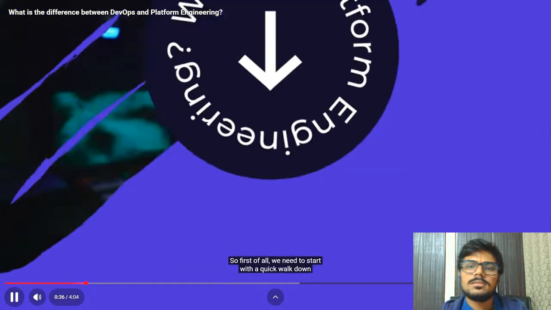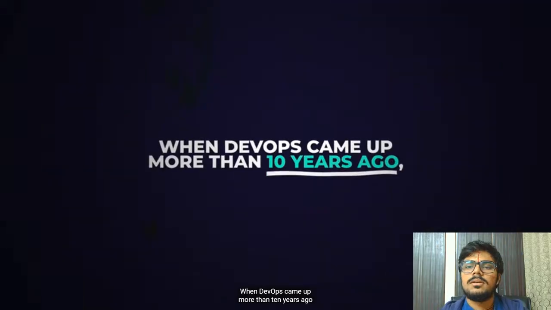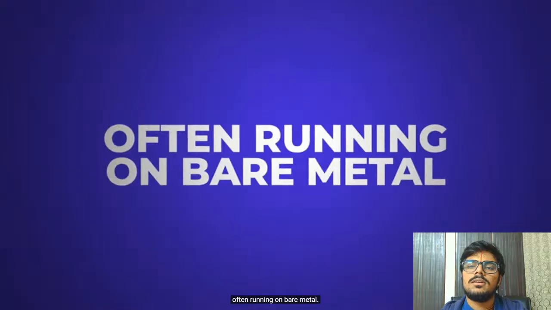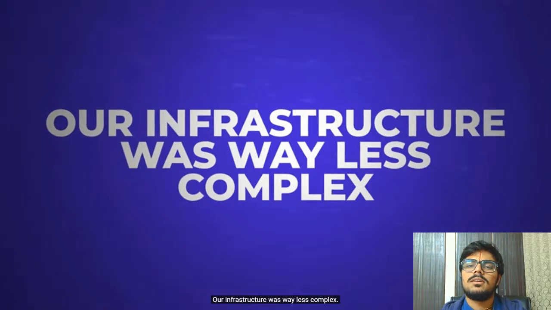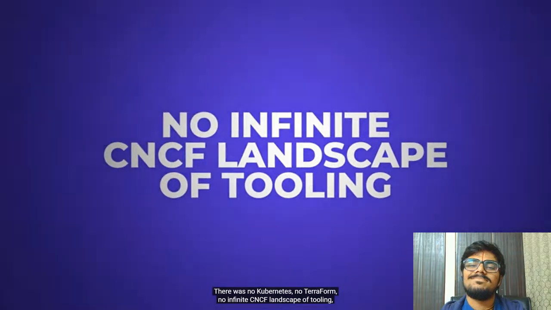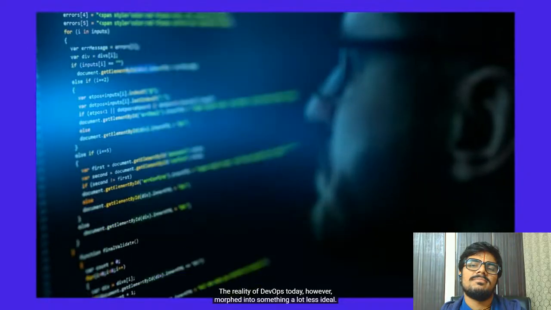So first of all, we need to start with a quick walk down the software engineering memory lane and look at how it all got started. When DevOps came up more than 10 years ago, the world was a very different place. We mainly developed monoliths, often running on bare metal. Our infrastructure was way less complex. There was no Kubernetes, no Terraform, no infinite CNCF landscape of tooling. And the initial idea behind DevOps was great. It was simply to remove the barriers between developers and operation teams and facilitate collaboration. The reality of DevOps today, however, morphed into something a lot less ideal.